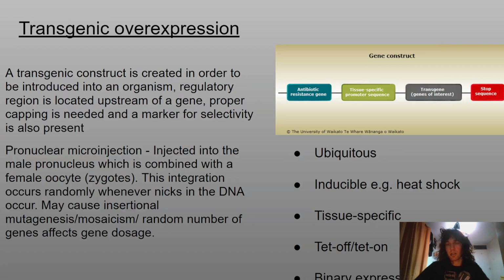Yeah, so there can be different promoter sequences. You can have ubiquitous ones, which just express your gene constantly, no matter what. Inducible ones with heat shock, so it is only expressed when there are high heats. Tissue-specific promoter sequences, we have this all over in our body, right? We have, or else we'd all just be one blob. We wouldn't have different limbs or different organs. Everything would be expressed all the time. And then we have TET-off, TET-on system, and binary expression, which I'll explain in the next slides.